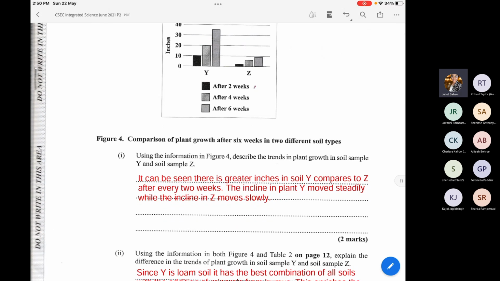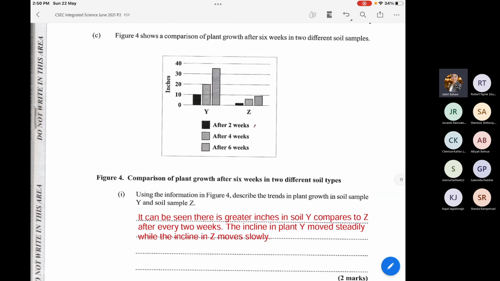So you have to basically describe the trend. A trend is, it can be seen there are greater inches in soil Y compared to Z after every 2 weeks. The incline in plant Y moved steadily while the incline in Z moved slowly. All right, you'll see that.